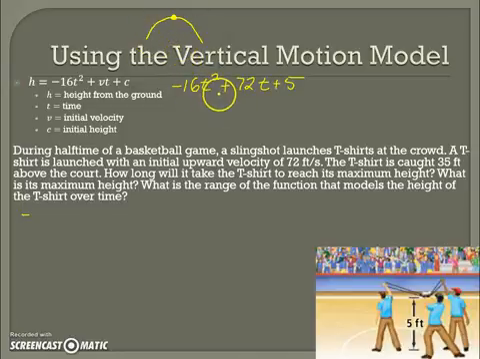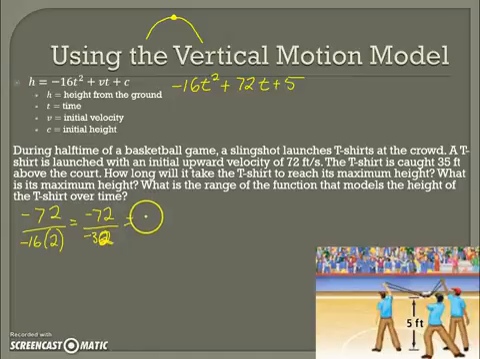So now I use this, and I need to find the axis of symmetry. So I'm going to have negative 72 over 2a, or negative 16 times 2, which equals negative 72 over negative 32, which equals 2.25. All right, so 2.25 is my axis of symmetry, but that's not what it's asking me. This is how long it takes. So how long will it take to reach maximum height? 2.25 seconds.